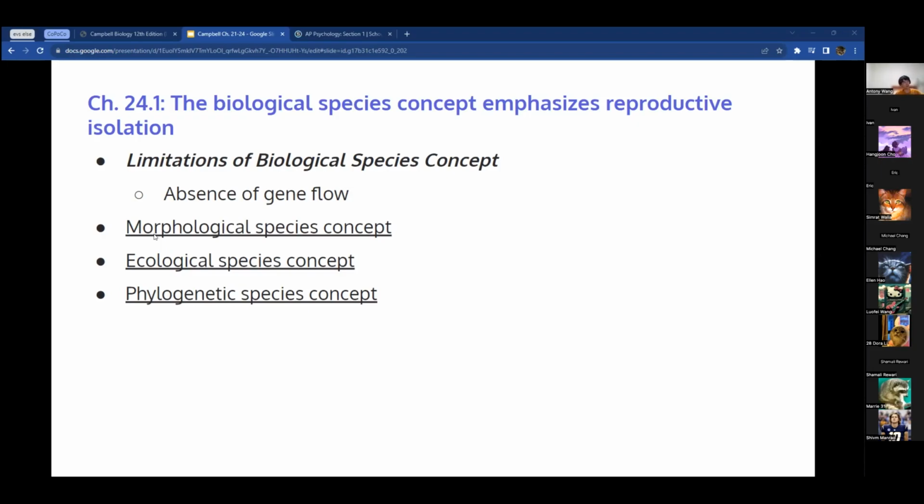The ecological species concept defines a species by the ecological niche it takes up. Basically, the role of a species within an environment determines its species. And this is also problematic: how do you define a niche? There's too much data that you need to know. And the phylogenetic species concept is you just classify a species by its relation to other species, using molecular data, fossils, and morphologies.